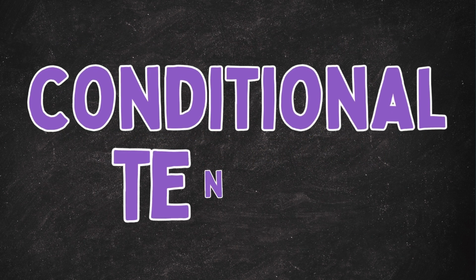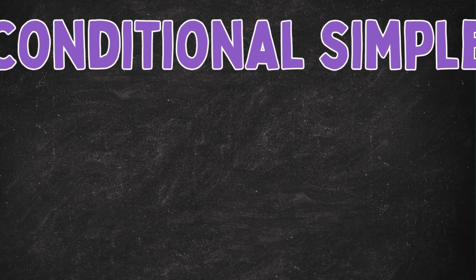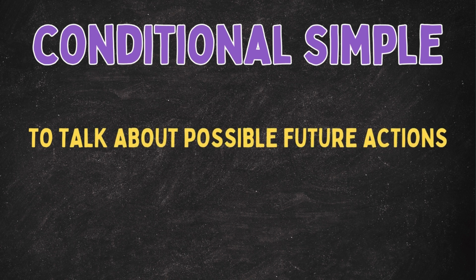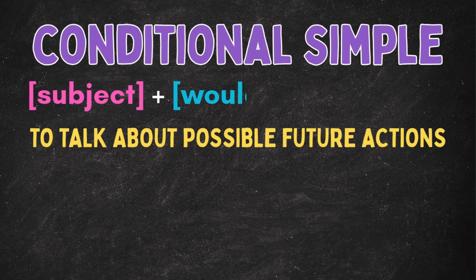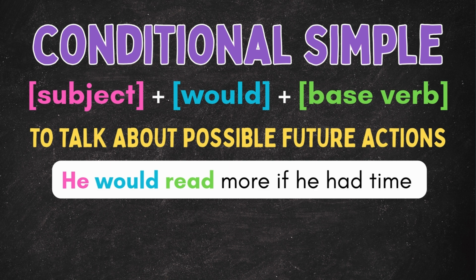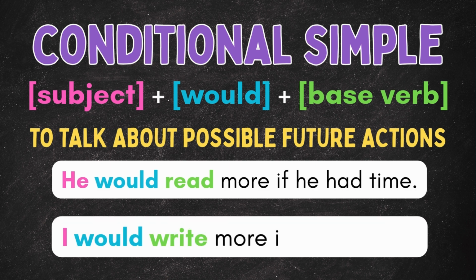Lastly, the conditional tenses. Conditional simple. The conditional simple is used to talk about possible future actions. The sentence structure consists of subject plus would plus base verb. For example, he would read more if he had time. I would write more if I had ideas.